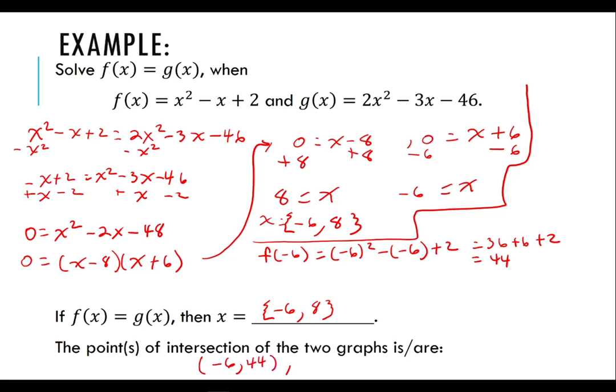Now to find the other one, I'm going to use f again, but I could use g, be perfectly fine. F of 8 is then going to give me 8 squared minus 8 plus 2. 8 squared is 64. Minus 8 plus 2 is negative 6. 64 minus 6 leaves me with 58. So now I have the other ordered pair where these two graphs intersect. That is the point 8, 58.